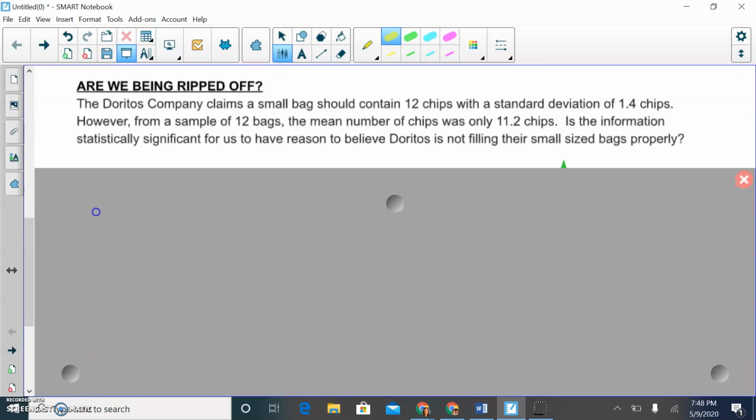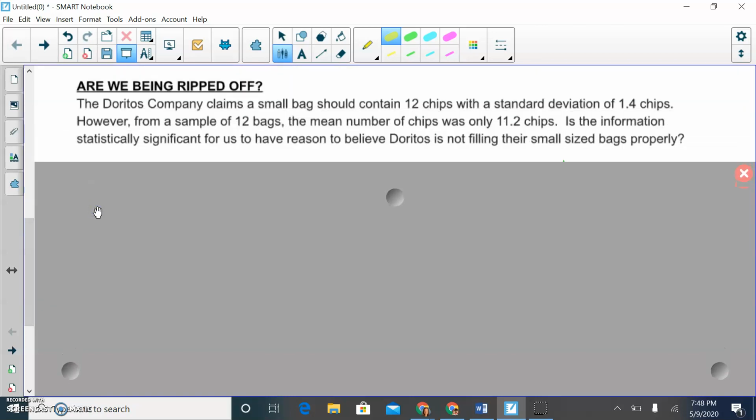Here we are looking at Doritos. All this data is just made up, but we want to know, are we being ripped off? The Doritos company claims a small bag should contain 12 chips with a standard deviation of 1.4 chips. So when you open up that bag of chips, you're going to get 12 chips. However, from a sample of 12 bags, the mean was only 11.2 chips. Are they ripping us off? I thought I was going to get 12 chips and I only got 11.2.